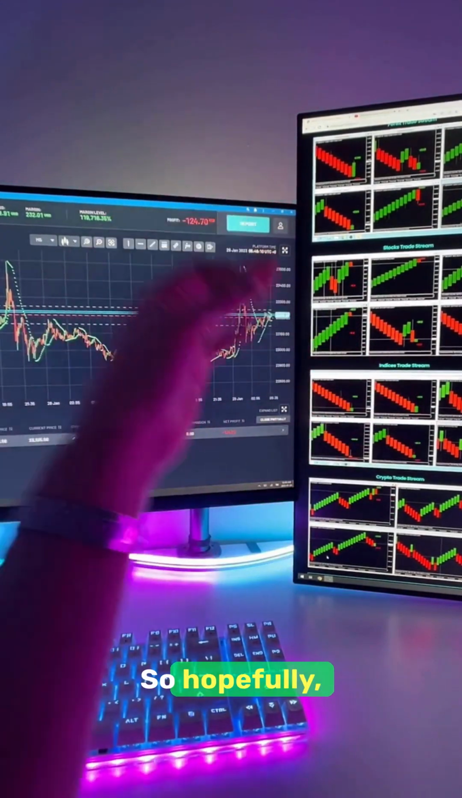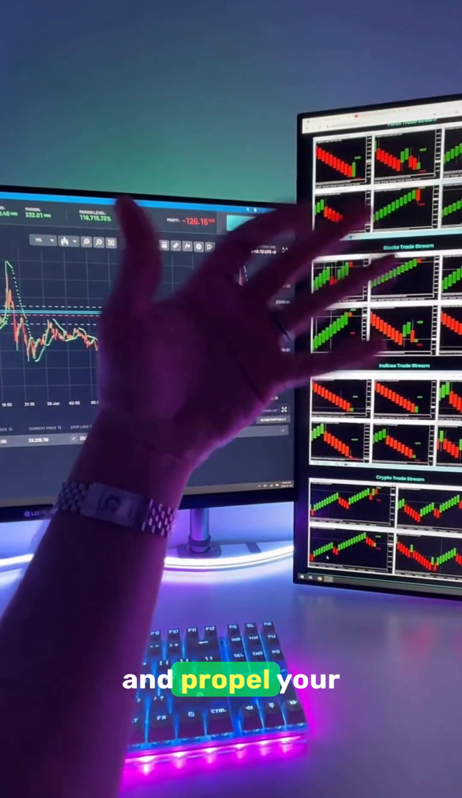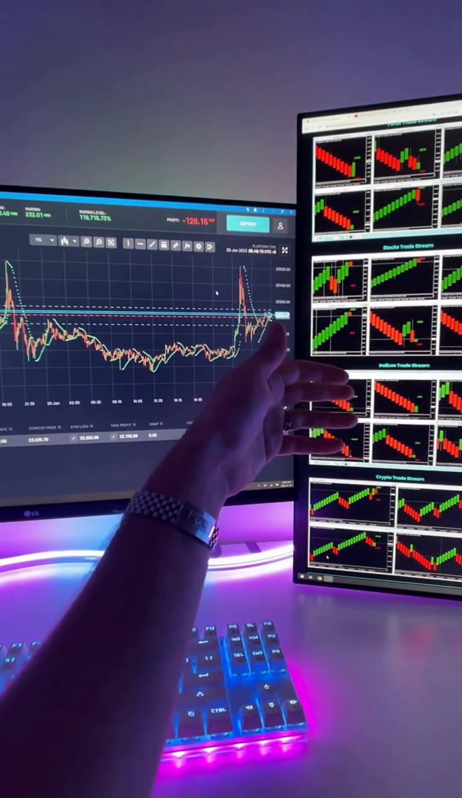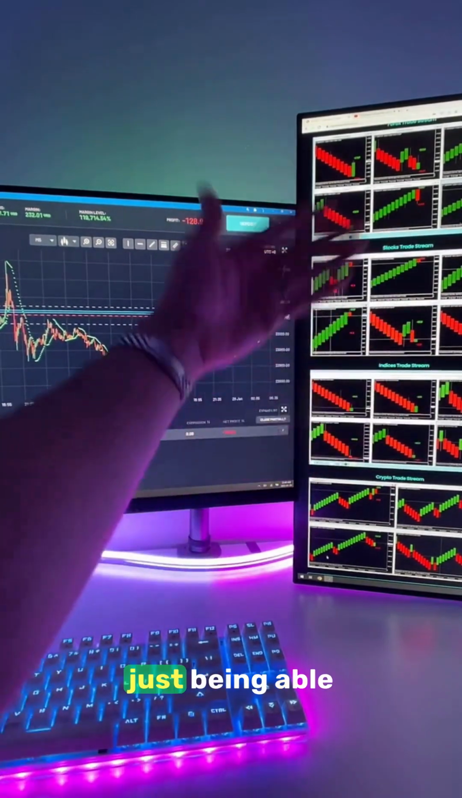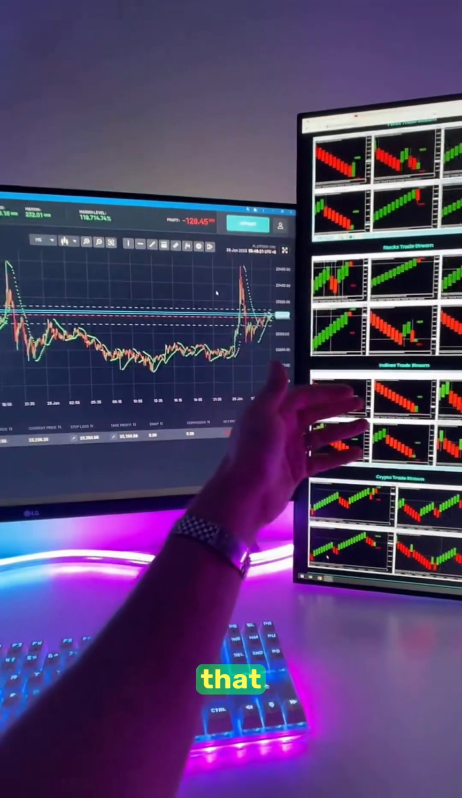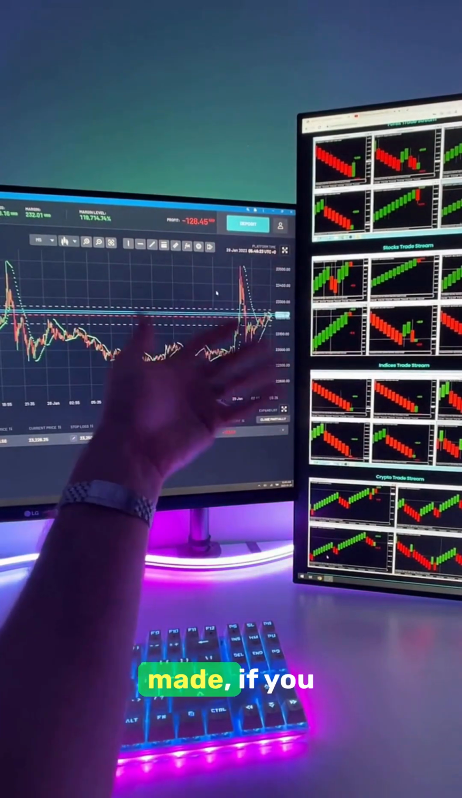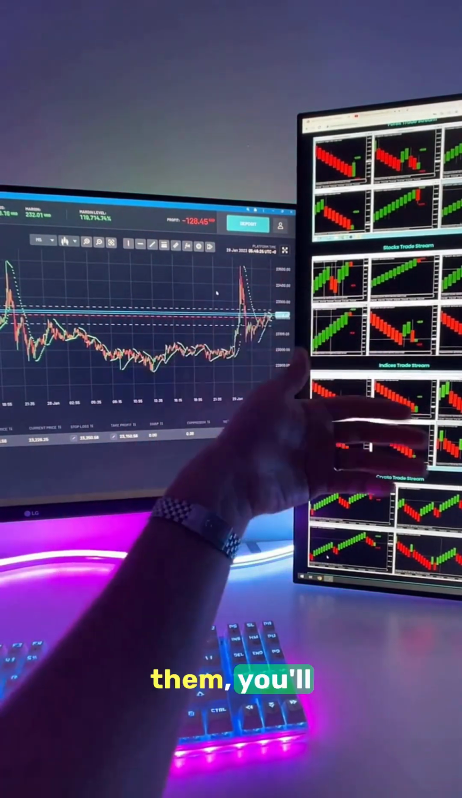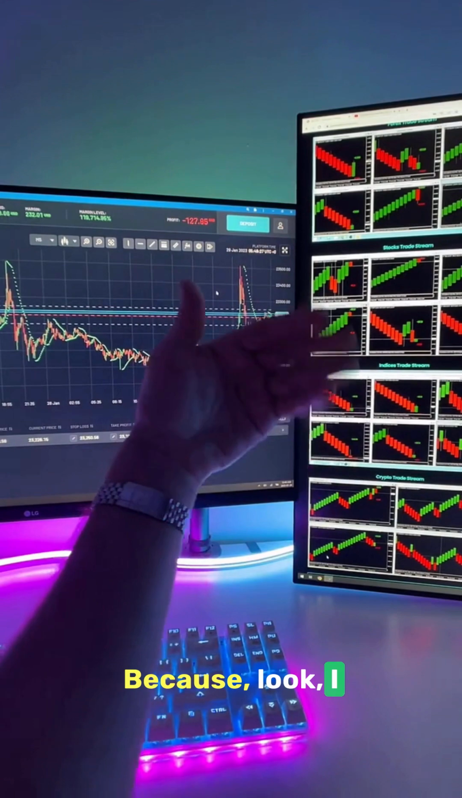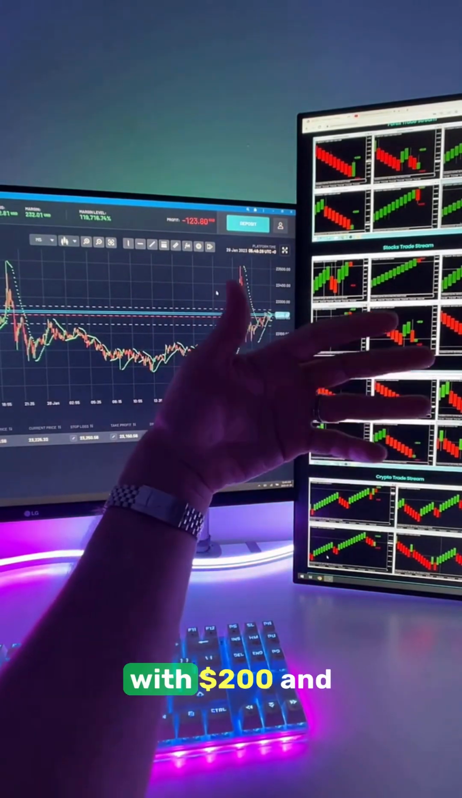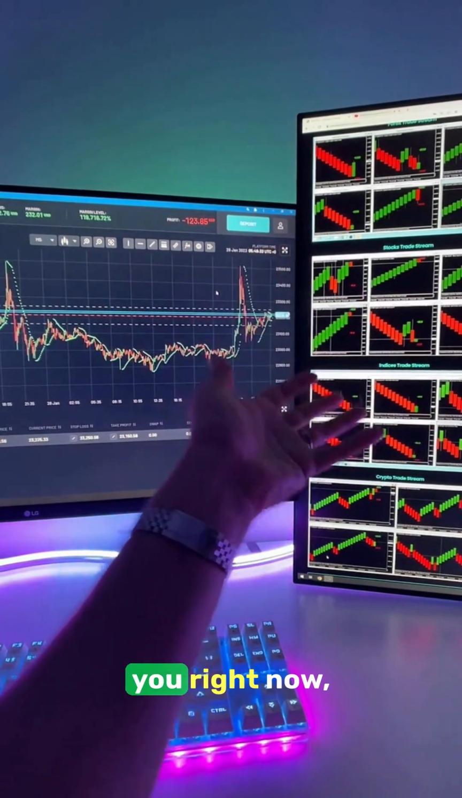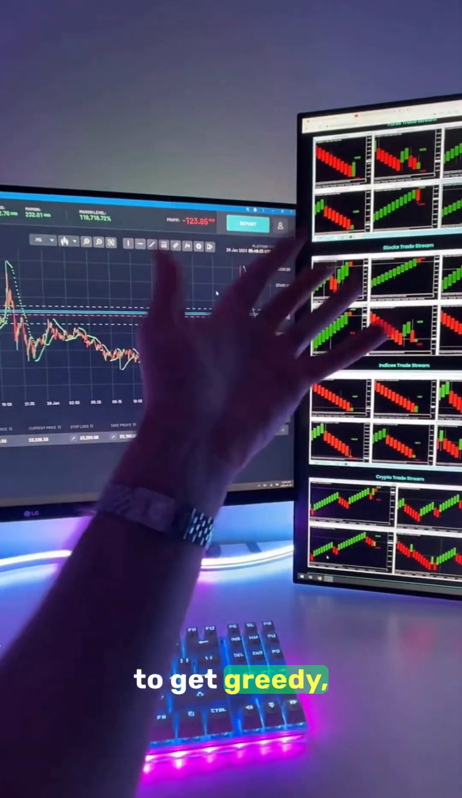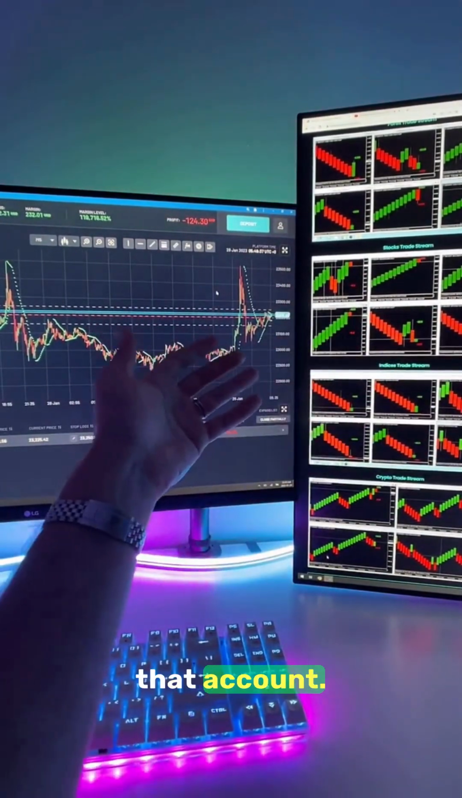So hopefully you guys can learn and propel your trading career and journey ahead by just understanding that all of these mistakes that I made, if you just don't make them, you'll just be better off. Because look, I did that thing where I would start an account with $200 and try to make it into $2,000. I did that, and I'm telling you right now, it doesn't work because you're gonna get greedy, right? You're gonna end up blowing that account.